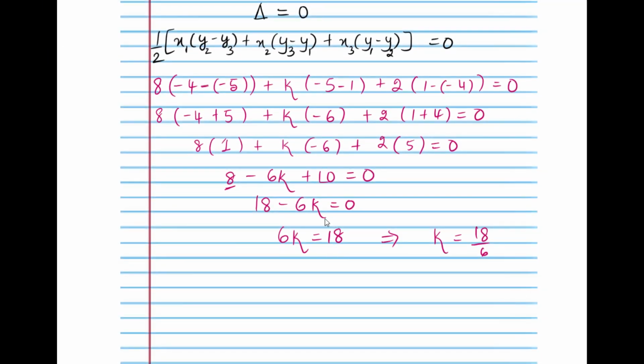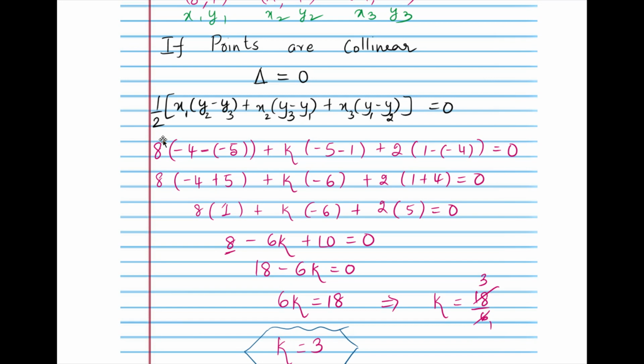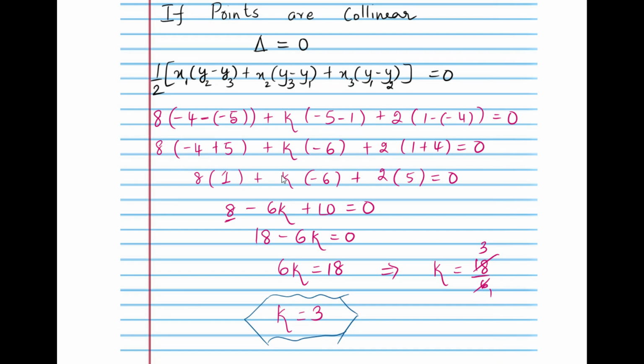The value of k is what now? k equals, 6 times 3 is 18, therefore k equals 3. Therefore the value of k is what? 3. Just the condition, the points are collinear, that means area of triangle will be equal to 0. Substitute the values x1, x2, x3, y1, y2, y3 and simplify, we get the value of k as 3.